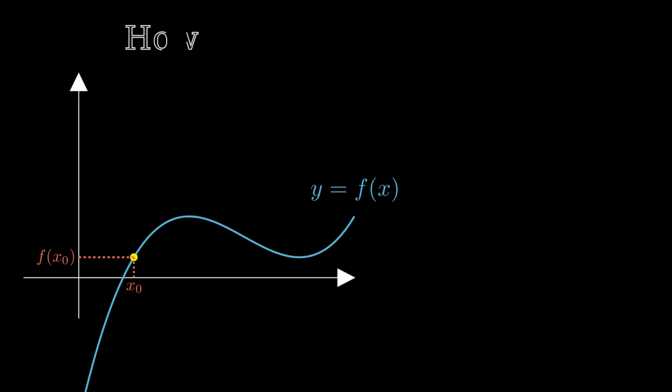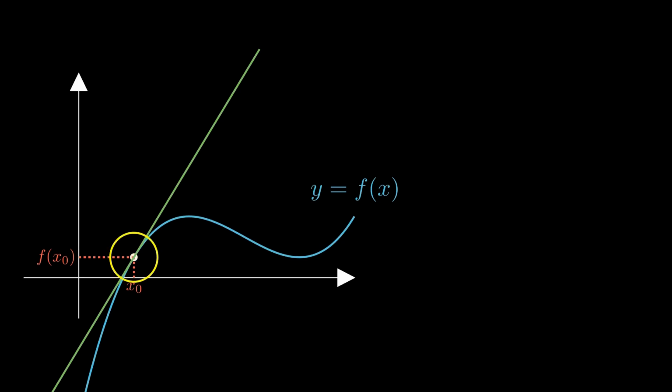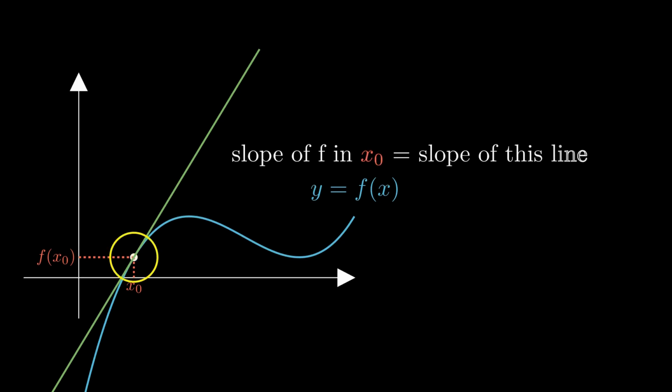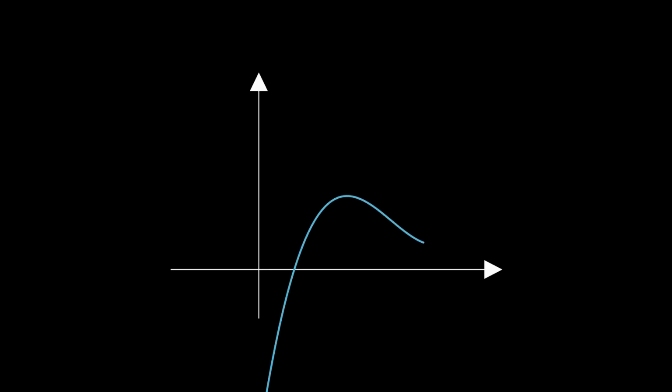We bring back the idea of a line, but this time, it's the tangent line to the curve at that point. So once we fix x naught, we define the slope of the function there as the slope of the tangent line. Now let's translate this idea into math.